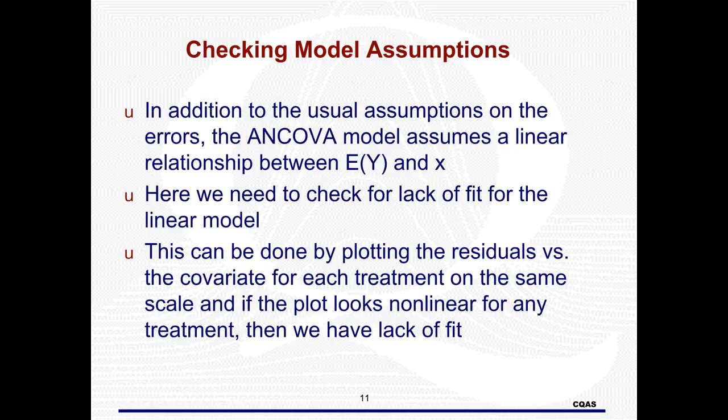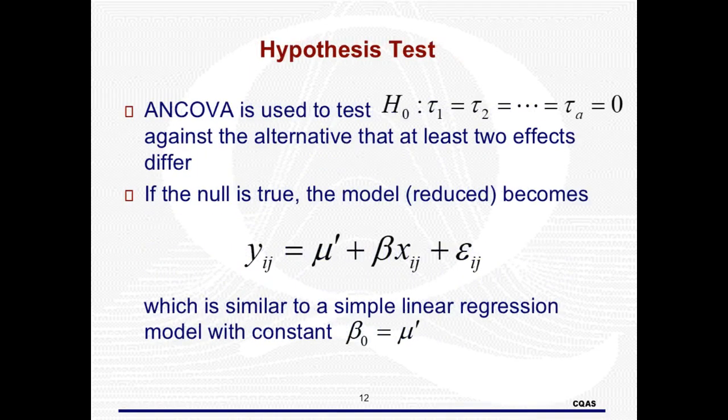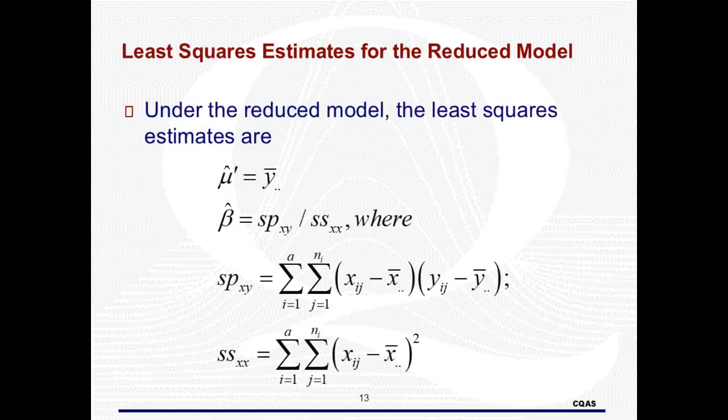In ANCOVA, we test whether treatment effects are equal after adjusting for the covariate. This is different from ANOVA, where we test whether all treatment effects are zero. Under the null hypothesis here, all treatments share the same adjusted mean line. The reduced model assumes no treatment differences, just a single regression line. We estimate its parameters using least squares, just like before.